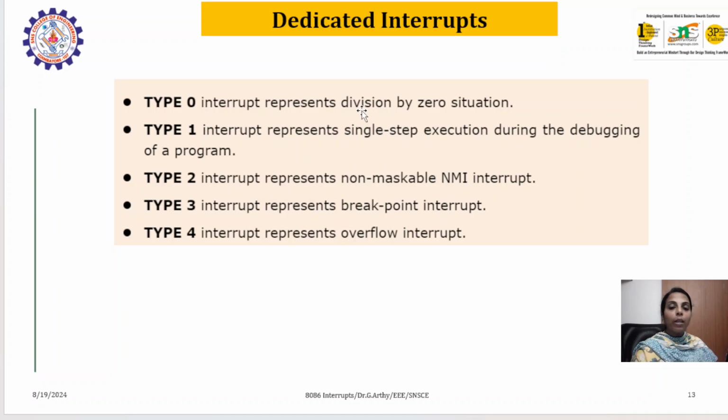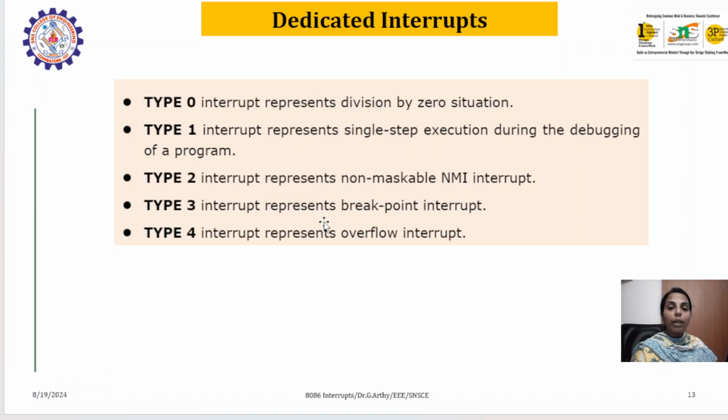Then type 1 is a single step execution during the debug of the program. That is, when the trap flag is set, at every single step the microprocessor will be waiting for debugging. So when type 1 is executed, this process will take place. Type 2 interrupt is a non-maskable interrupt. This is what we discussed in the previous section. Type 3 is a breakpoint interrupt.